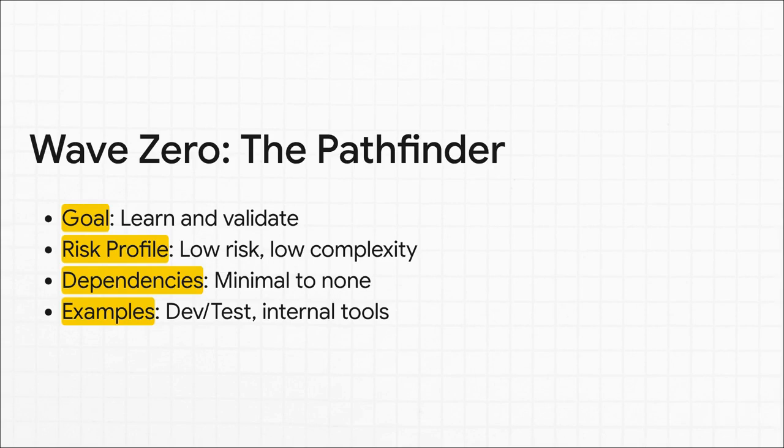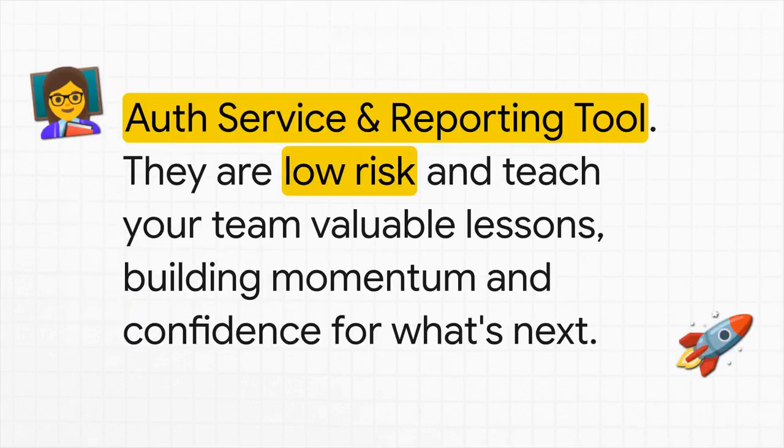So the key, the most crucial thing, is to pick applications that are low risk, have low complexity, and have basically 0 external dependencies. So if we look back at our portfolio, the auth service and the reporting tool are absolutely perfect for Wave 0. The auth service has no dependencies at all, and the reporting tool only has one.